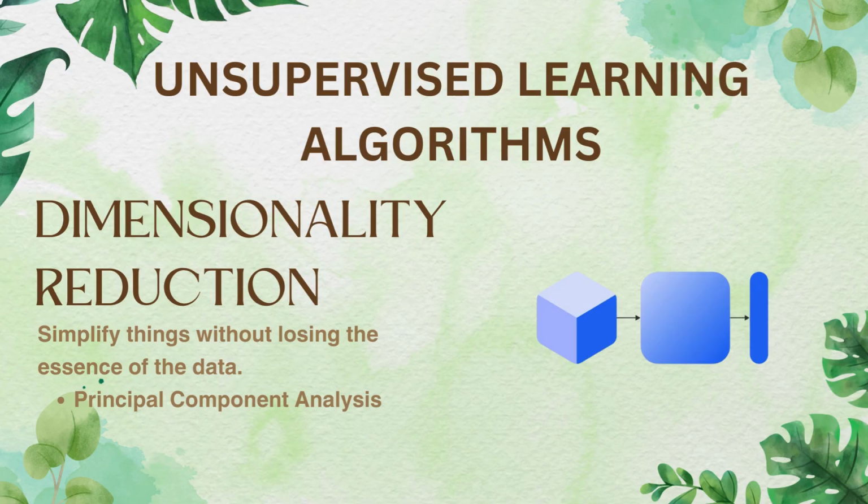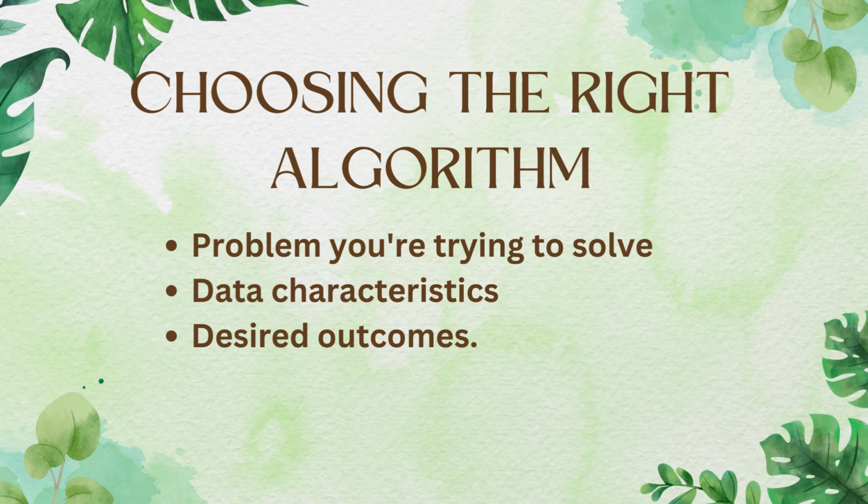Exactly. One popular method is PCA or Principal Component Analysis. It helps highlight the most important trends in your data by reducing complexity. Super helpful for visualizing high dimensional data, like when you have got hundreds of features and just want a simple way to understand what's going on. Okay, Asma, that's super clear. So, to recap, clustering groups things, association rules connect things, and dimensionality reduction simplifies things.